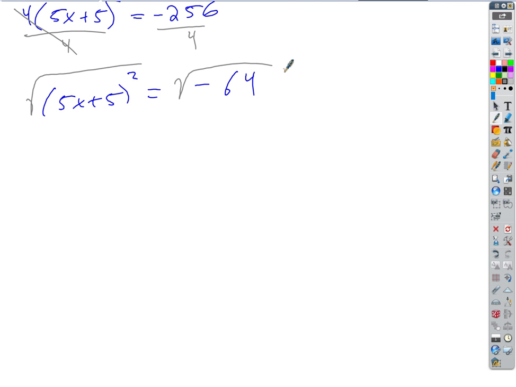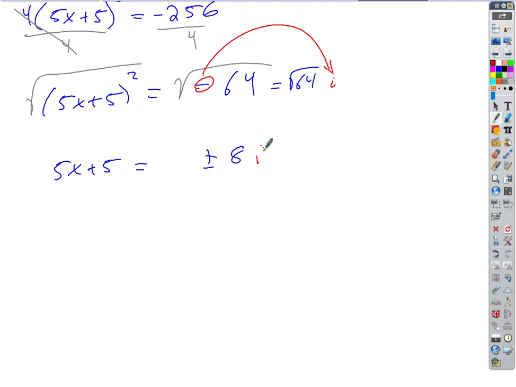So, talk to me about the right side. If I take the square root of -64, what's happening? What happens to the negative? Turns into an i. If I take the square root of a negative number, remember, that's always just going to become the square root of the positive number times i, right? This gives us that imaginary unit there. And what's the square root of 64? 8. So then we end up with 5x plus 5 equals what? Plus or minus 8i.